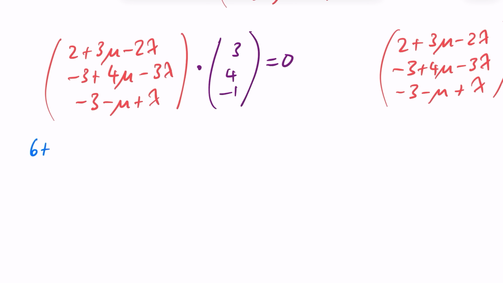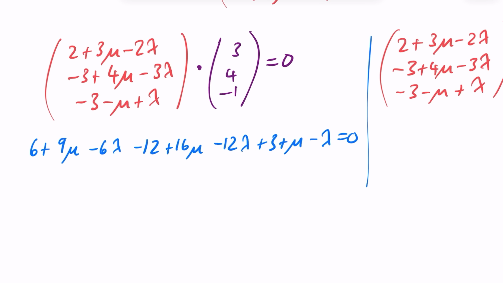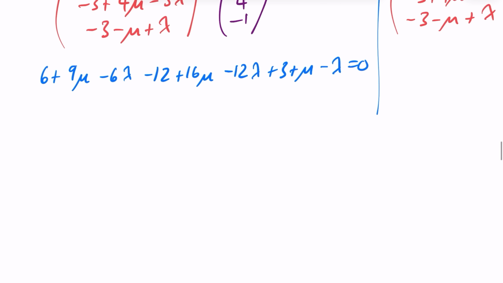So that's going to be timesing everything in the top by 3. 6 plus 9 mu minus 6 lambda. Everything by 4 here. So it's minus 12, 16 mu and minus 12 lambda. And everything by minus 1. 3 mu minus lambda equals 0. Okay, I'll tidy this up a bit. So for the mu's, I have 9, 16 and 1. That's 26 mu. For the lambdas, minus 6 minus 12 minus 1. It's minus 19 lambda. Because it's going to be a simultaneous, I'll put the numbers on the other side. The minus 6, the plus 12, and the minus 3. And that is equal to 3.